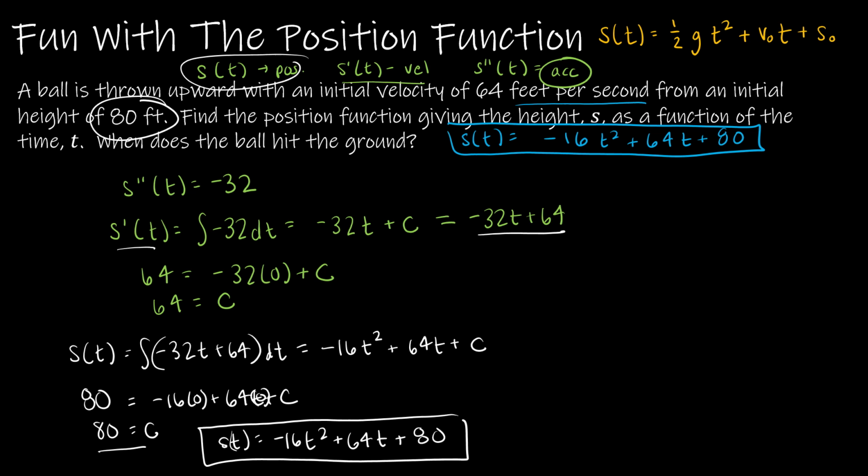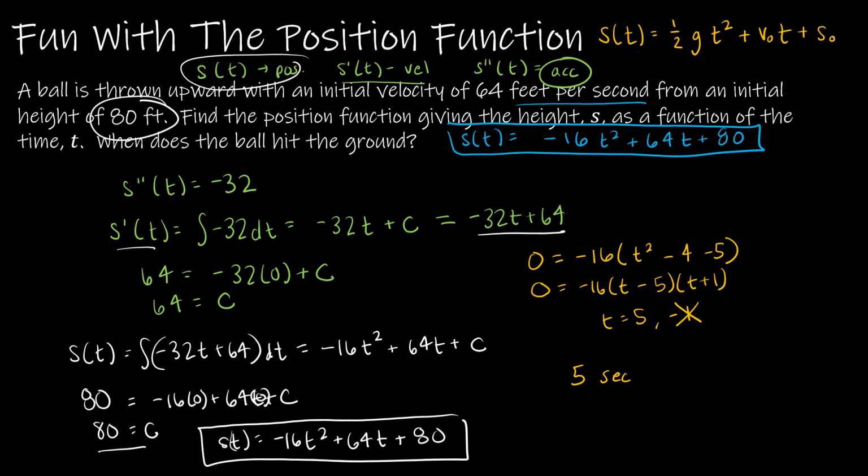When does the ball hit the ground? We would say 0 is equal to, let's take a negative 16 out of everything. So that's t squared minus 4t minus 5. And then negative 16 times t minus 5 times t plus 1. And so t would be 5 and negative 1, but negative 1 doesn't make sense in terms of the question, and so it would be at 5 seconds. It would take 5 seconds for the ball to hit the ground.